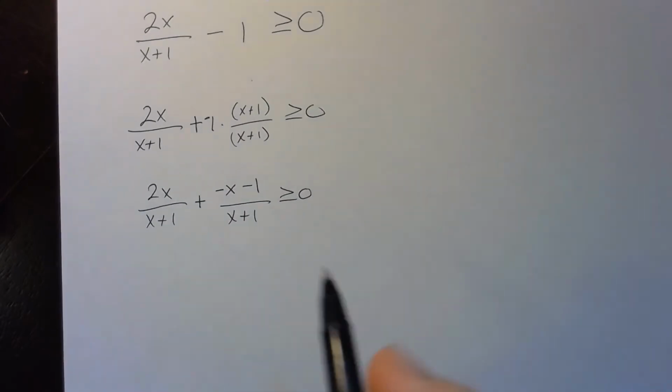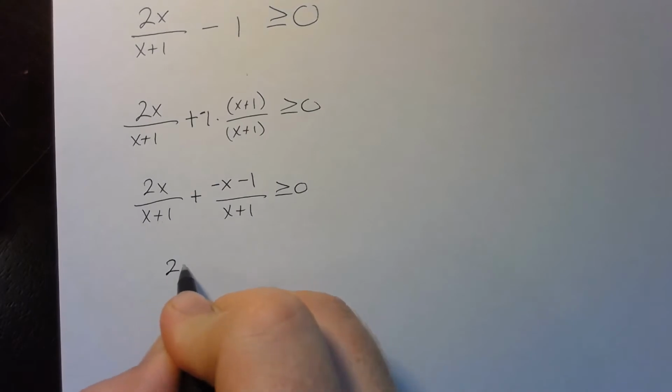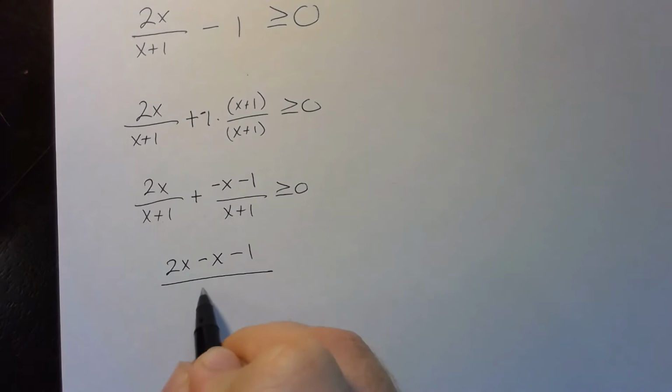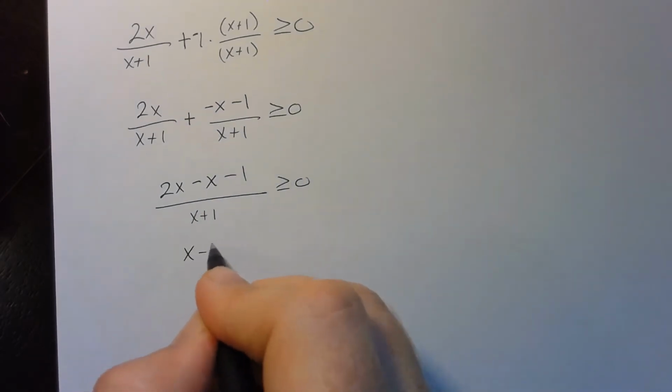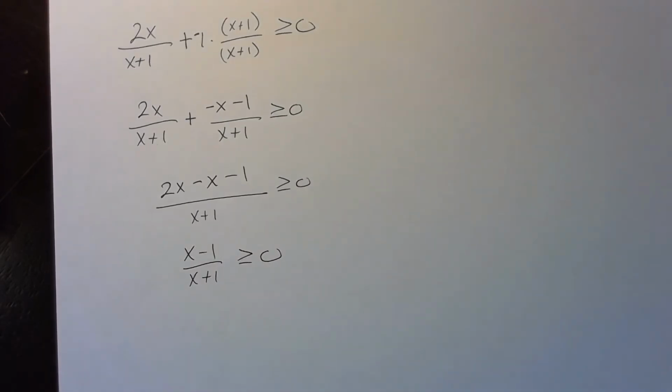And finally, I'm going to go ahead and notice that the denominators are the same, so I can make this all one giant fraction. So I have 2x plus a negative x, so minus x minus 1 all over x plus 1, greater than or equal to 0, and therefore I end up with x minus 1 over x plus 1 greater than or equal to 0. And now I can treat this like I treated the more complicated example in the previous video on rational inequalities, where since it's already equivalent in some way to 0, I can set the top equal to 0, I can set the bottom equal to 0, and I can go ahead and solve.